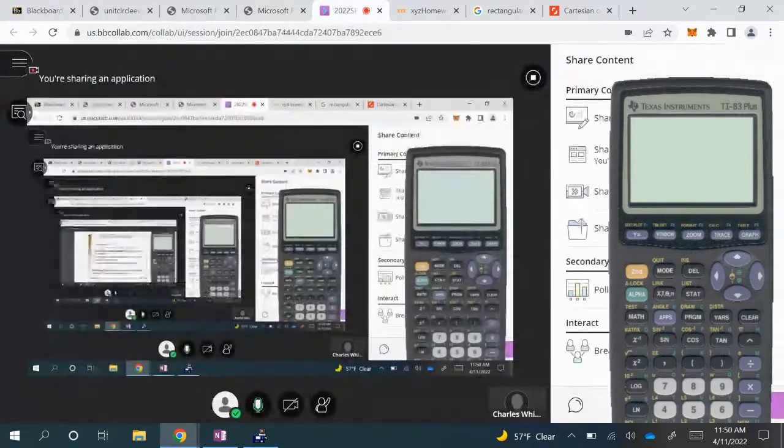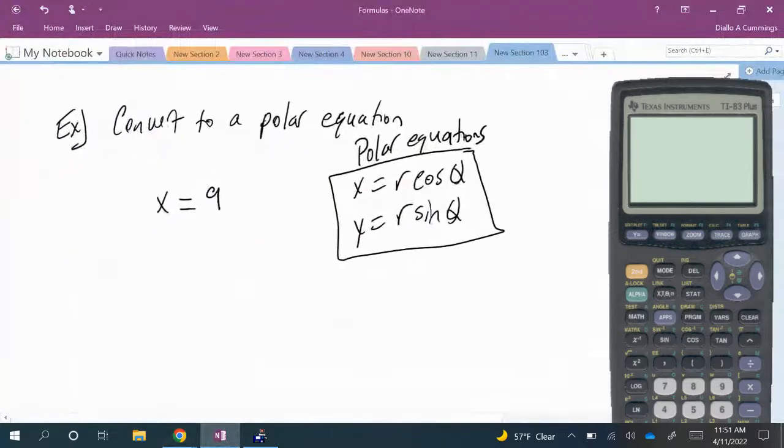All right, so let's take a look at an example. We want to write this rectangular equation, x is equal to 9, in polar form. When you're converting from rectangular form to polar form, and even vice versa, we're going to use these sets of formulas. Wherever you see an x, you want to rewrite x as r cosine theta. Wherever you see a y, you want to write it as r times the sine of theta. And then you want to solve for r.